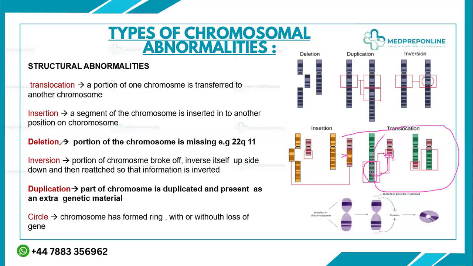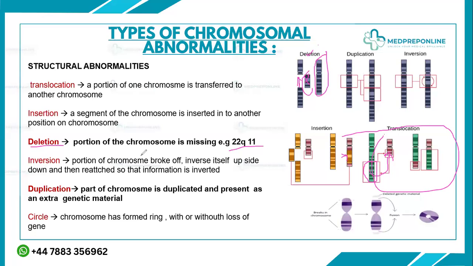Then an important one will be deletions, because there are certain syndromes, like Jabeerah syndrome, which are deletions. In deletions, a portion of the chromosome is missing. One segment is completely deleted and then the ends rejoin together to form this. This is known as the deletion, just like 22q11, which is an example of a Jabeerah syndrome.